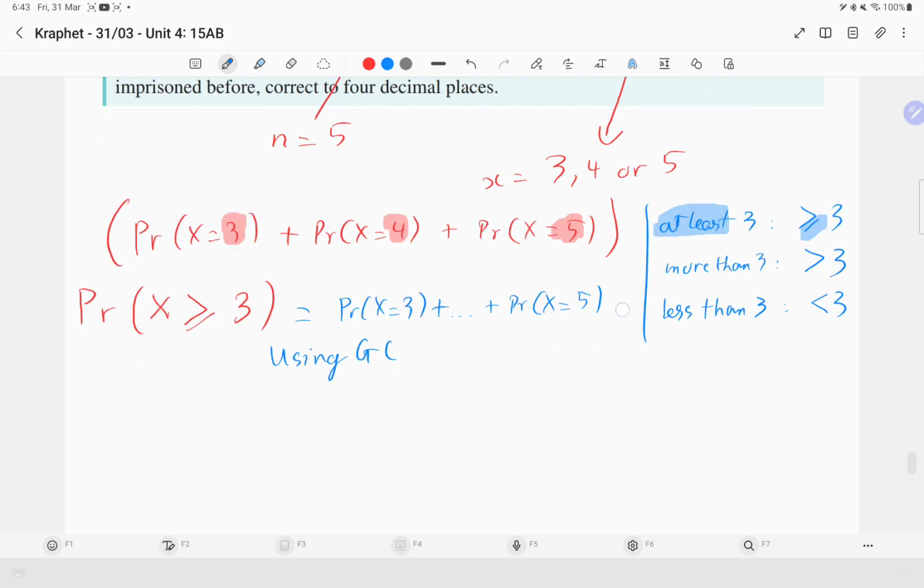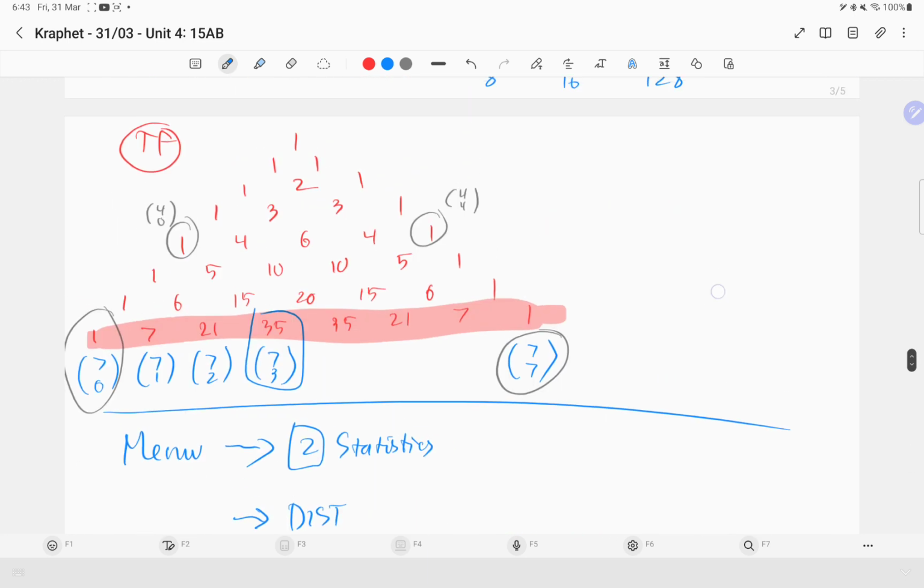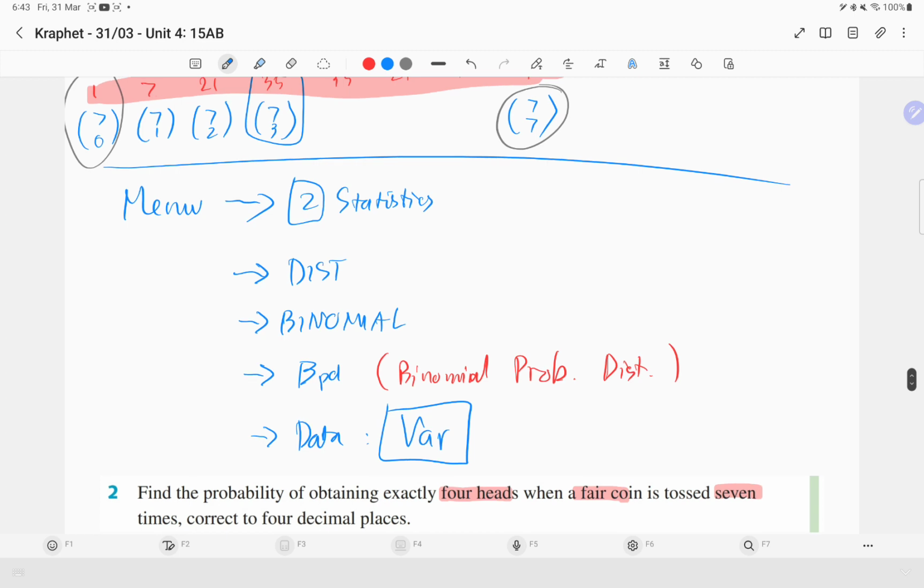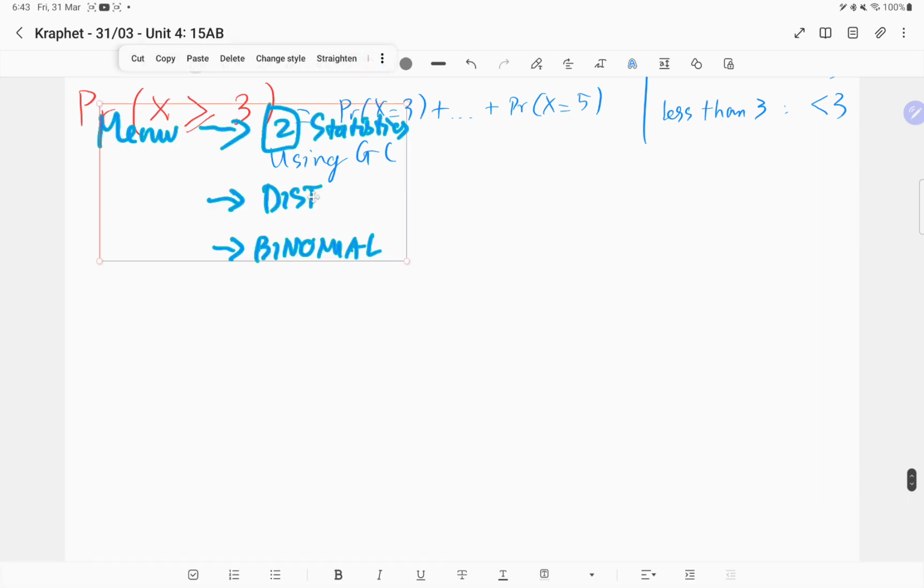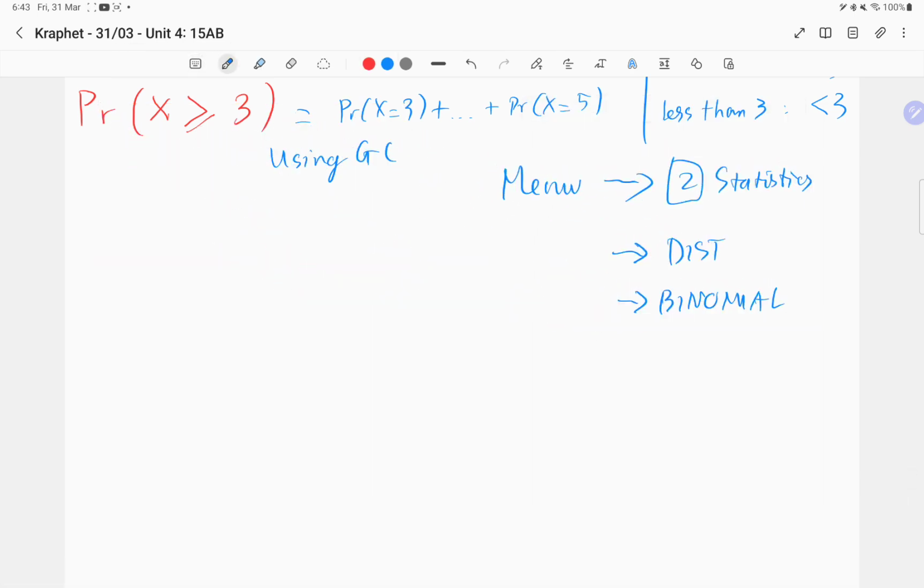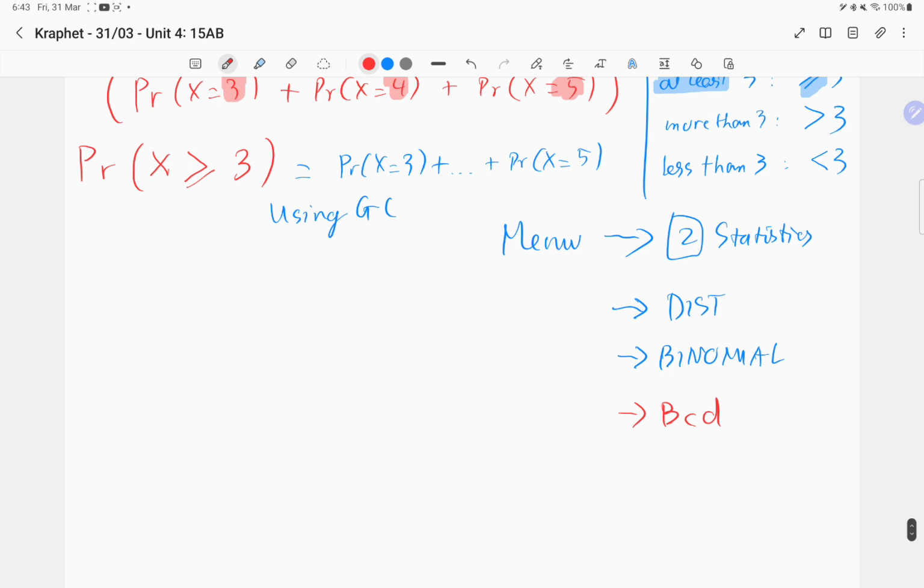Now, how do we use the graphics calculator? It's almost the same as the steps before. The only difference is the next step: instead of going to binomial PD, you use binomial CD, cumulative. Cumulative is when you have a range of values. So Peter, try it. Menu, statistics, try it on your calculator, distribution, and then binomial, and then BCD, and see what they ask you.